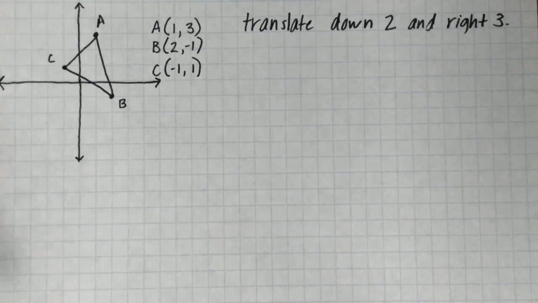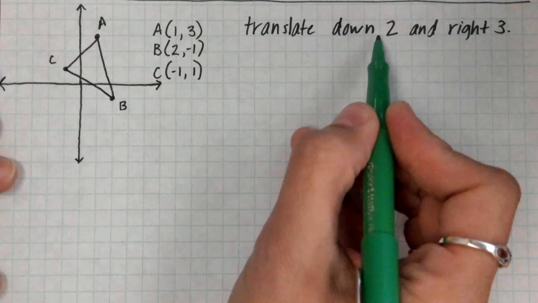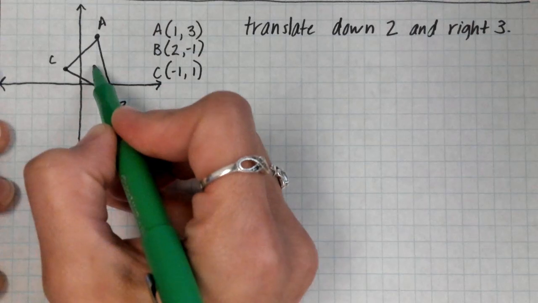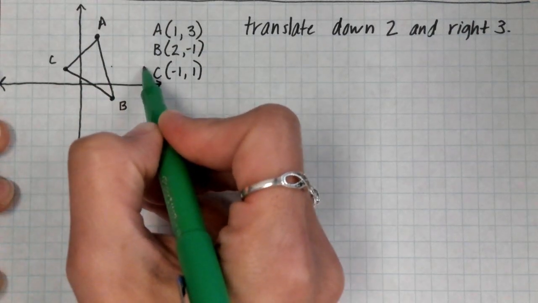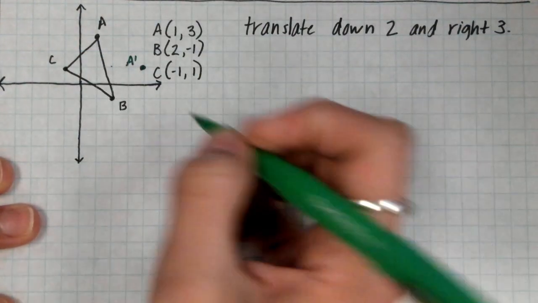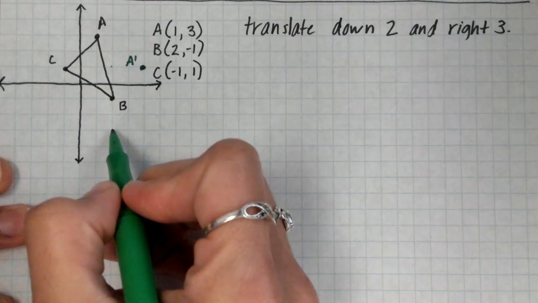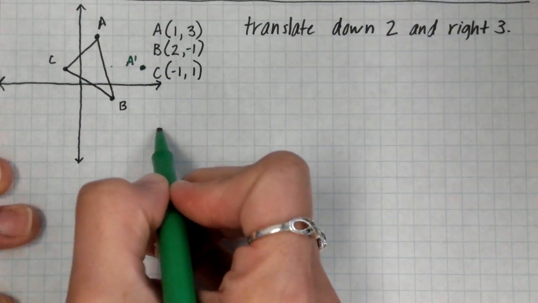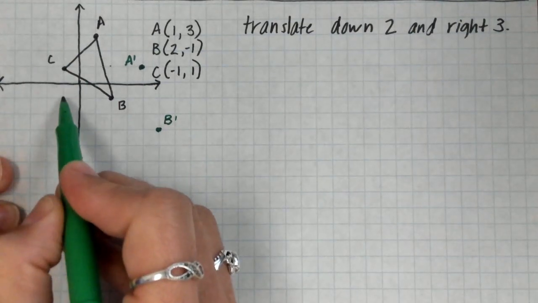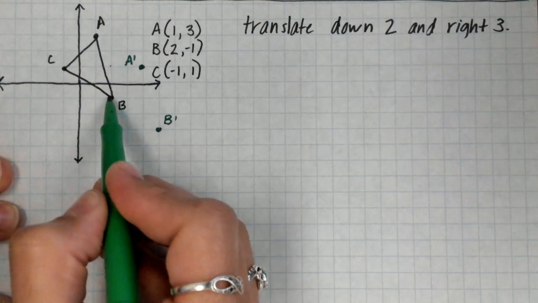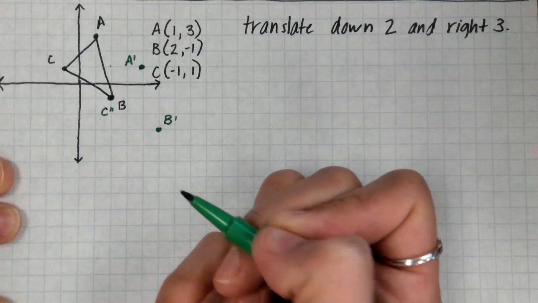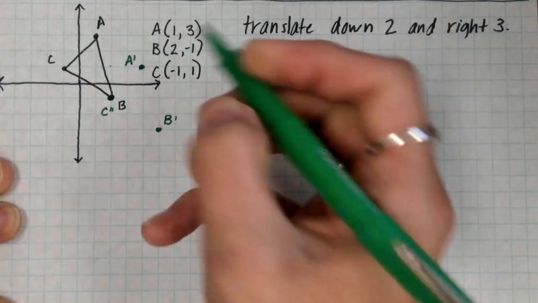Sometimes they'll just give you one direction. But so we'll go to A, and we're going to go down 2. So we'll go down 1, 2, and then it says right 3. 1, 2, 3. And here's going to land us A prime. We'll do the same thing for B, down 2 and right 3. There's B prime. C, down 2 and to the right 3. And it ends up actually landing exactly where B was. So C prime and B from your pre-image are both going to have the exact same coordinates.